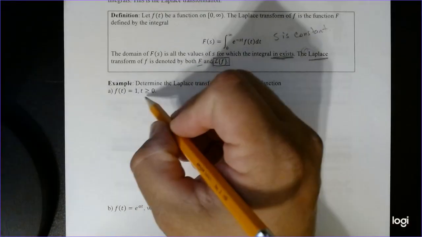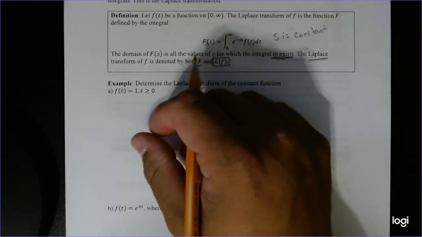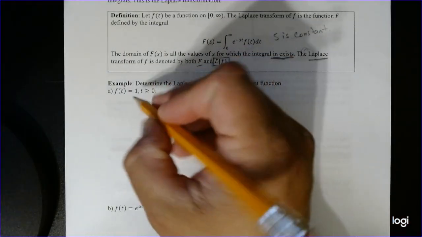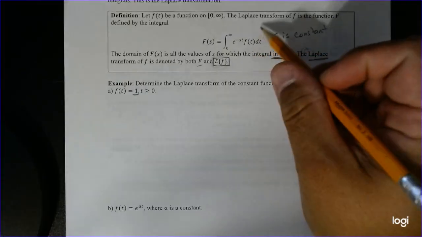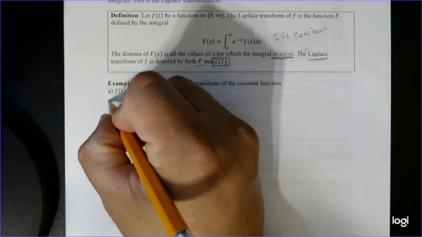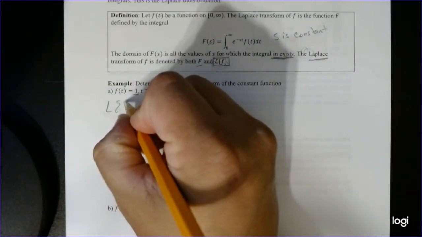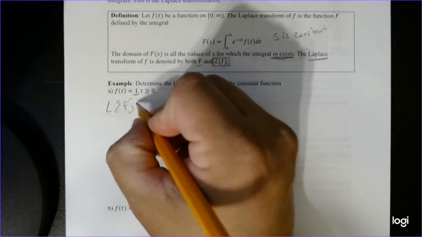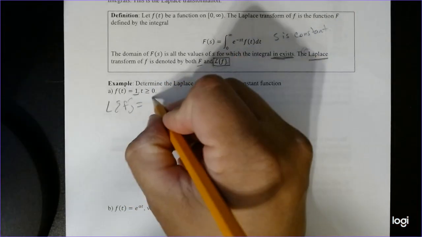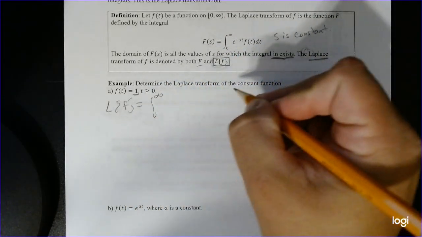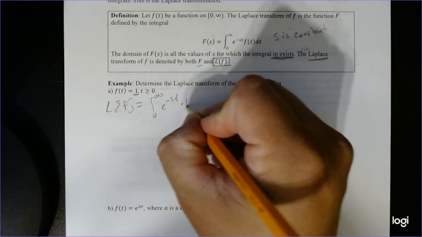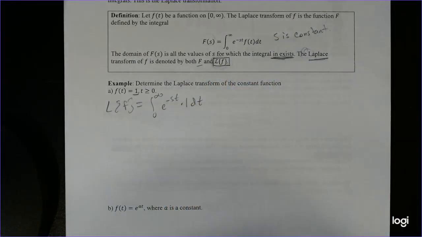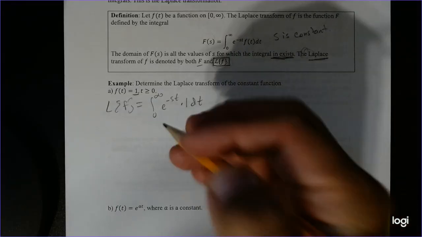First we're going to start with the mere basics. What if it's just a constant, like 1, 5, or 1,000? So let f of t equal 1. Going by our definition, the Laplace transformation is equal to the integral from 0 to infinity of e to the negative st times 1 dt. Well, it's times 1, so it's just going to be itself.